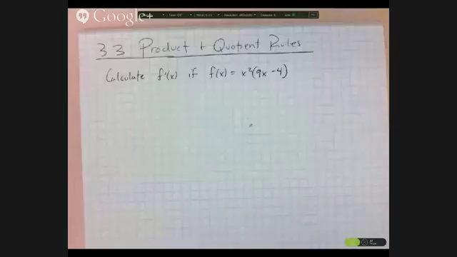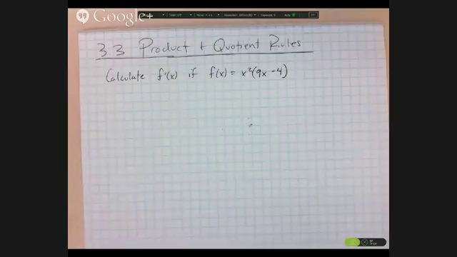Okay, product and quotient rules. Let's get the screen share up here. So, this we already are supposed to know how to do, or just what we're learning how to do? Both. You can do this, and I'm going to teach you another way to do this.